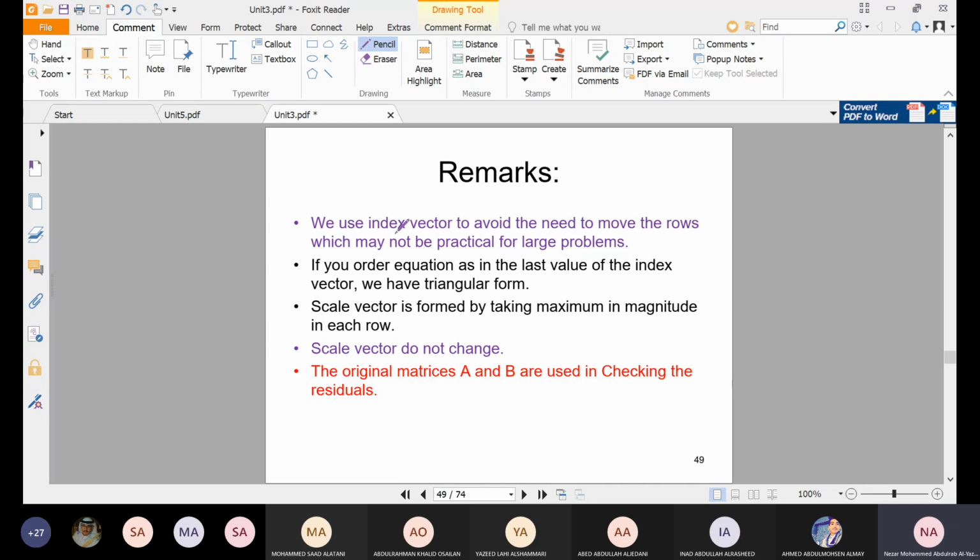One benefit of the scaled one, we use the index vector here to avoid the need for moving the rows. Okay, because moving the rows in large systems is very difficult or more complex.